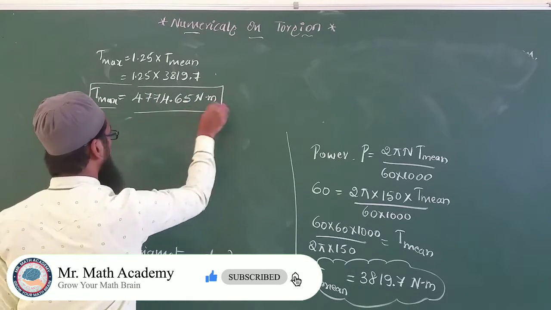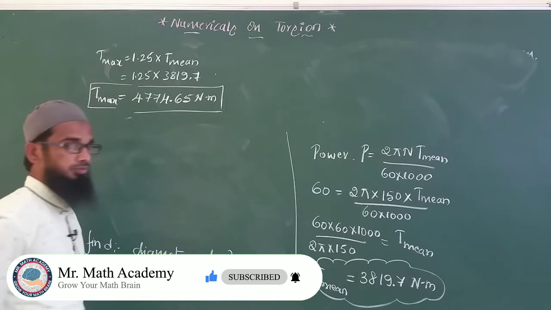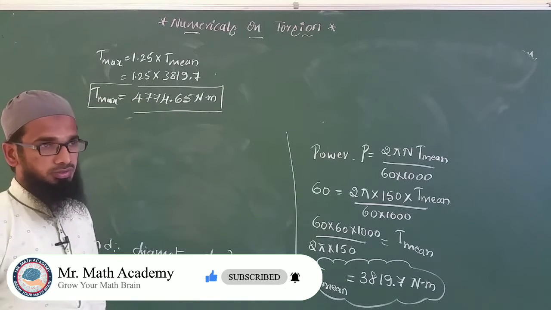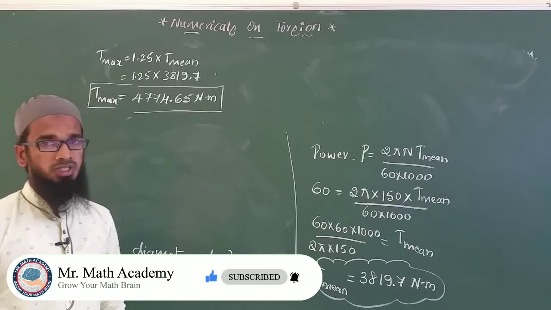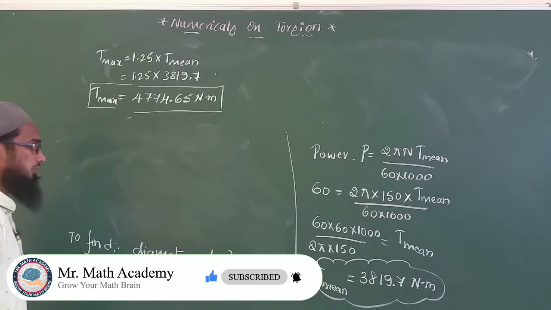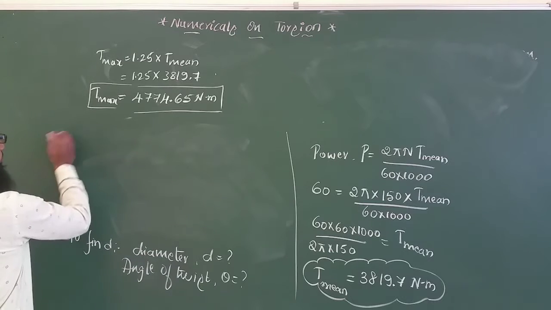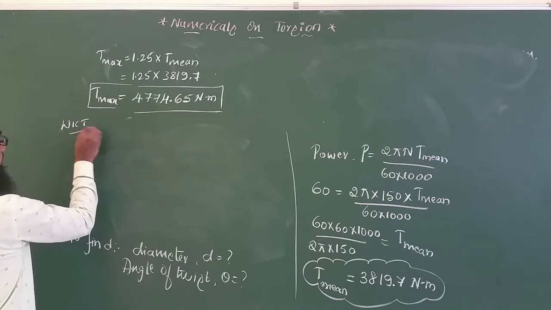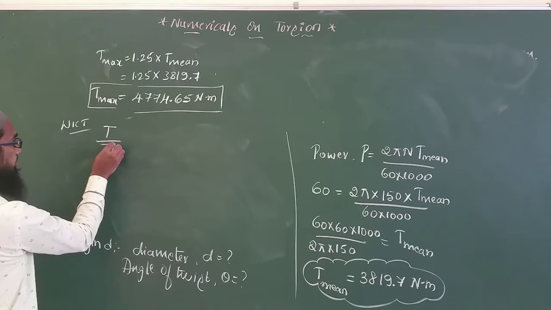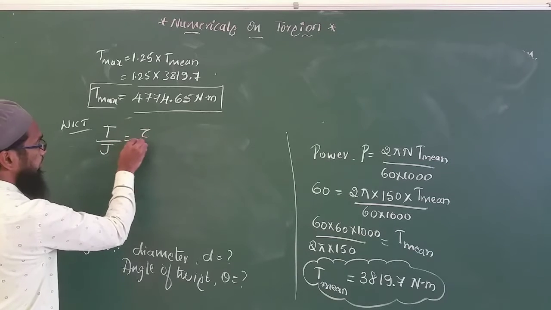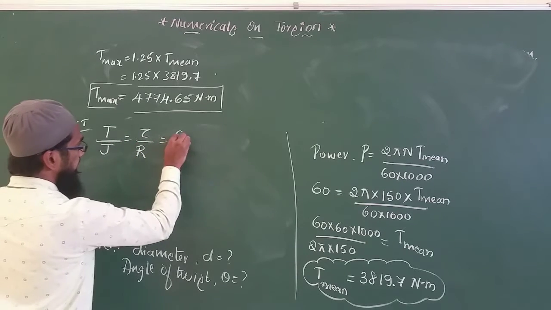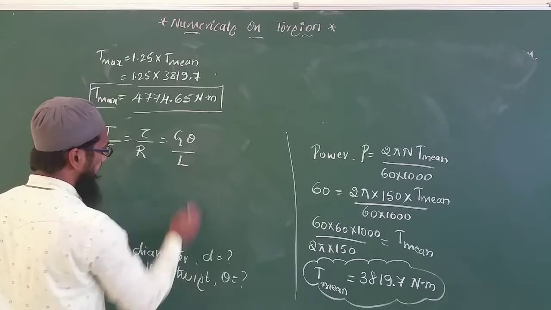Now why are we calculating T maximum? Because we know that the torsion equation is T by J is equal to tau by R is equal to G theta by L, where we can calculate the diameter and the angle of twist. So we know the torsion equation: T by J is equal to tau by R is equal to G theta by L.